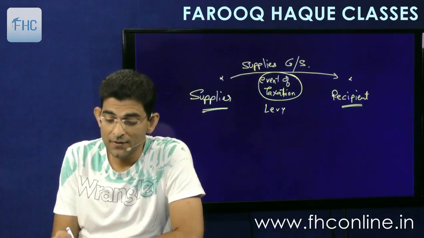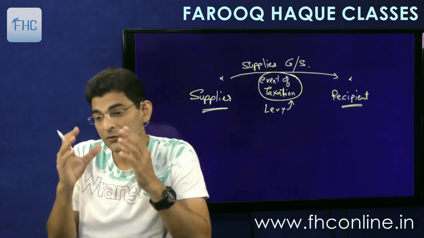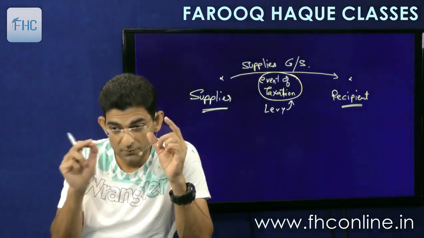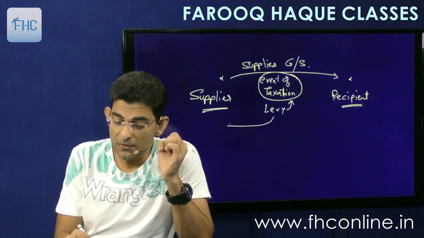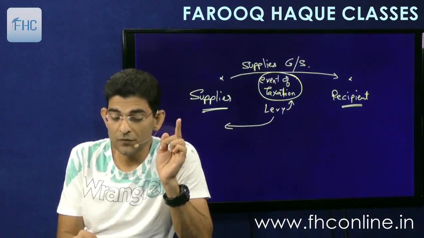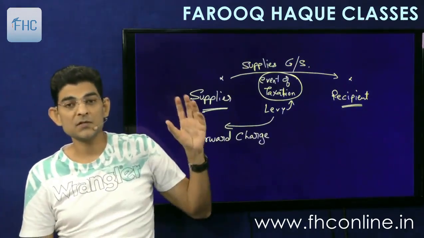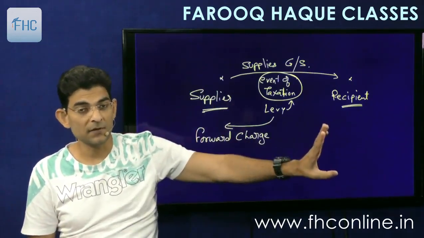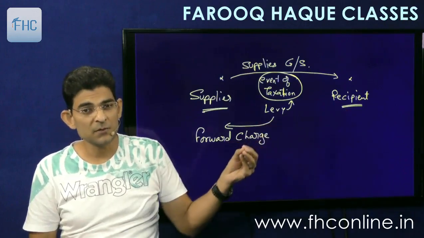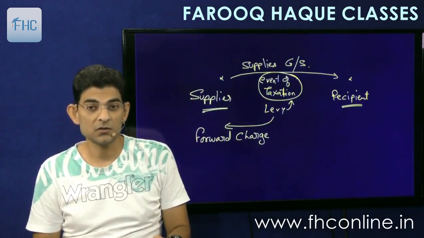So the levy is on the event and on the person. The person becomes liable to pay tax. So who becomes liable to pay tax? If the levy is on the supplier, then that is called forward charge. In forward charge, the supplier has to pay to the government, but he can transfer the burden to the recipient. So ultimately the amount comes from the recipient to the supplier, and the supplier pays it to the government. So that is called a forward charge.